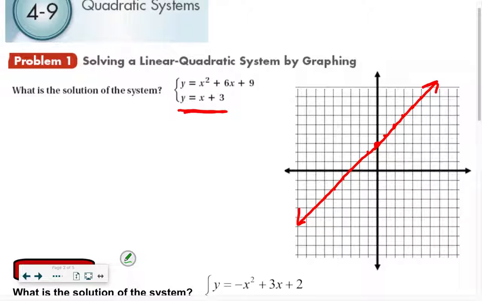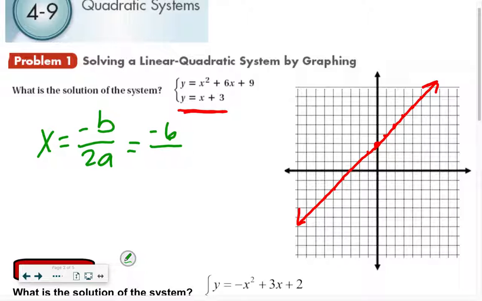Question: how do I graph parabolas? I gotta find my what first? Vertex. I know it's been a while. We got that handy equation. My x-coordinate is negative b over 2a. What is my b in this equation? 6. So I got negative 6 on top.